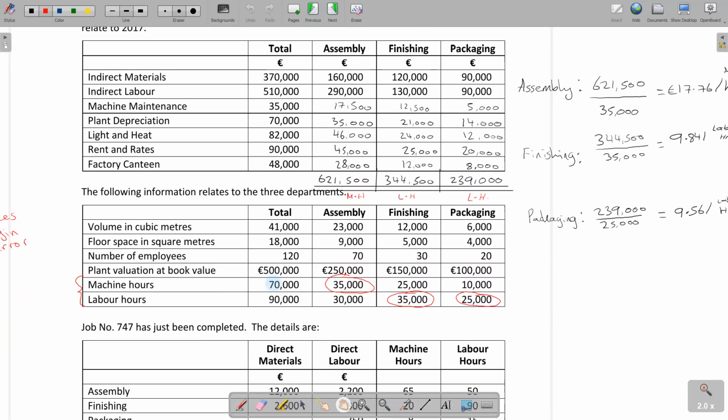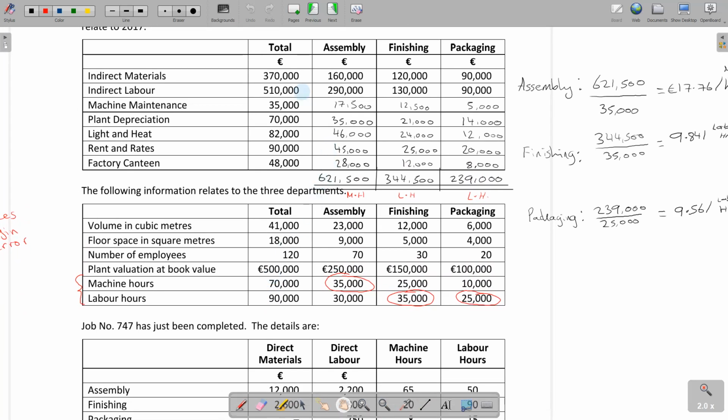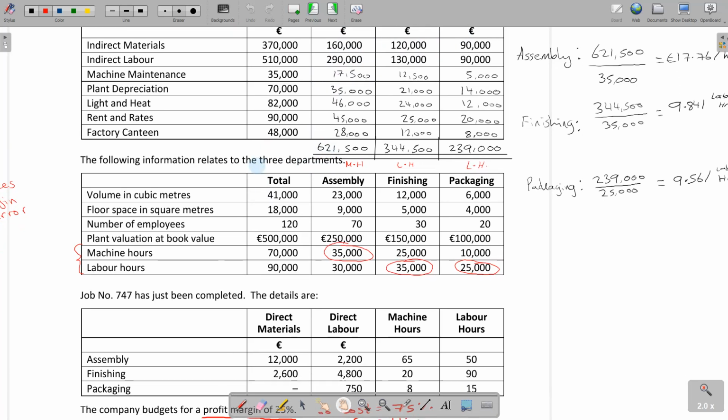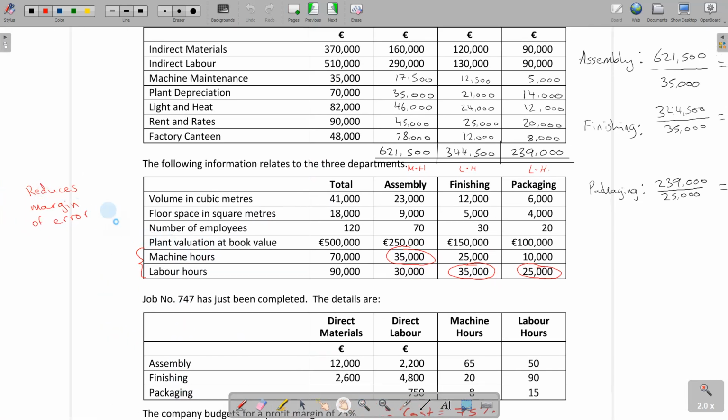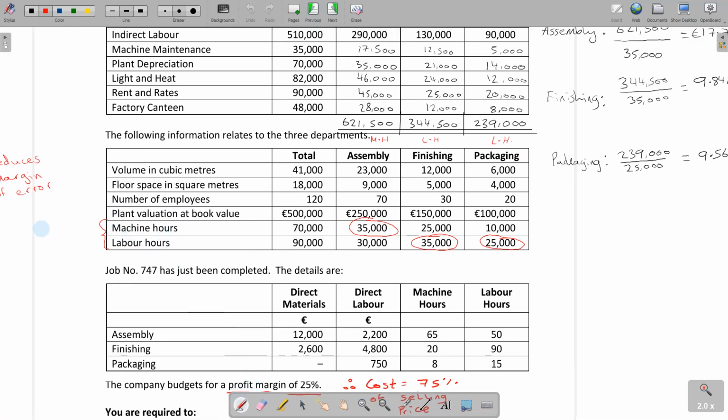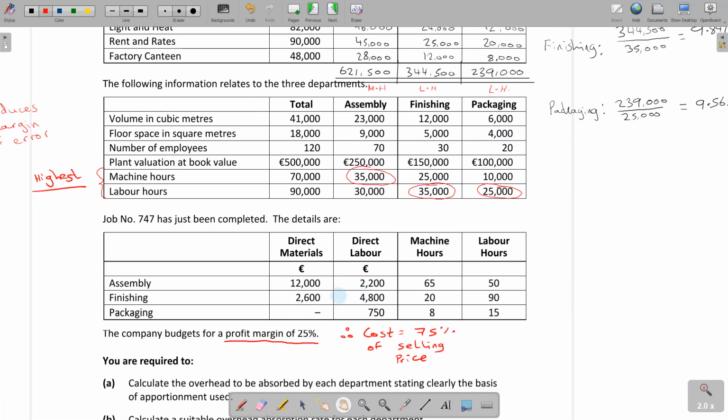The other thing that's quite important is once you have your overheads divided into each department, so assembly, finishing and packaging, it could be A, B, C, it could be whatever, you will always be asked to get an hourly rate based on machine hours or labor hours. And you always pick the highest for that particular department. So we said that machine hours was the highest number of hours per year in assembly, labor was the highest for finishing and packaging. Then we have to do a job.